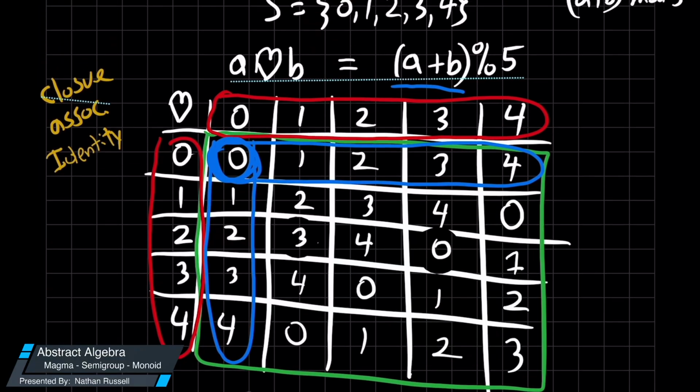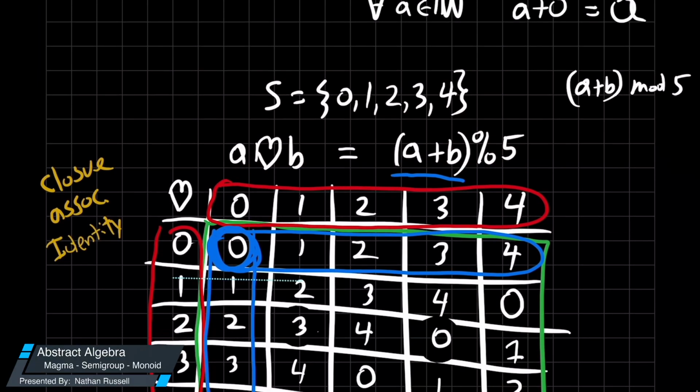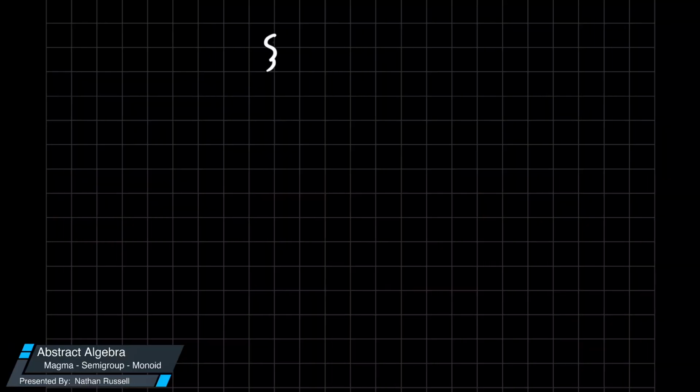So we do have closure, we do have associative, and we do have identity, and so what we have is a monoid in this case. Let's suppose that we're going to again have set S, and that's going to be the elements 0, 1, 2, 3, and 4. And now we're going to define maybe the operation diamond.